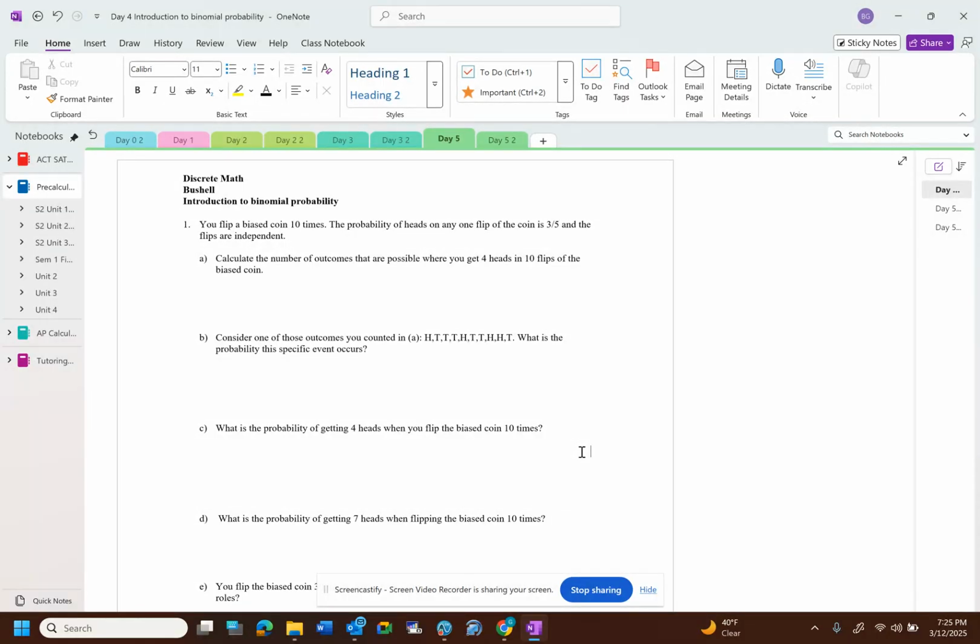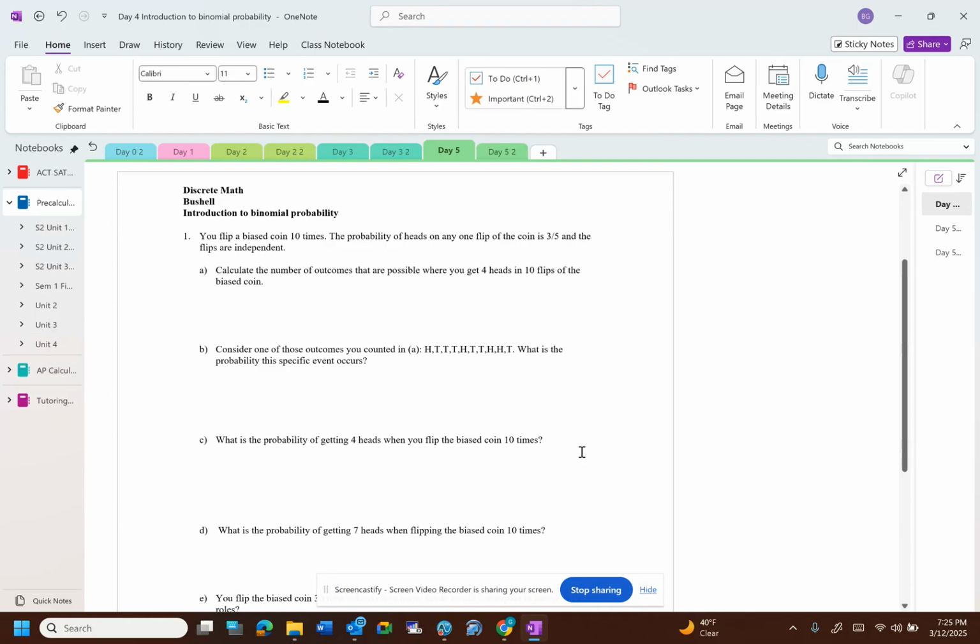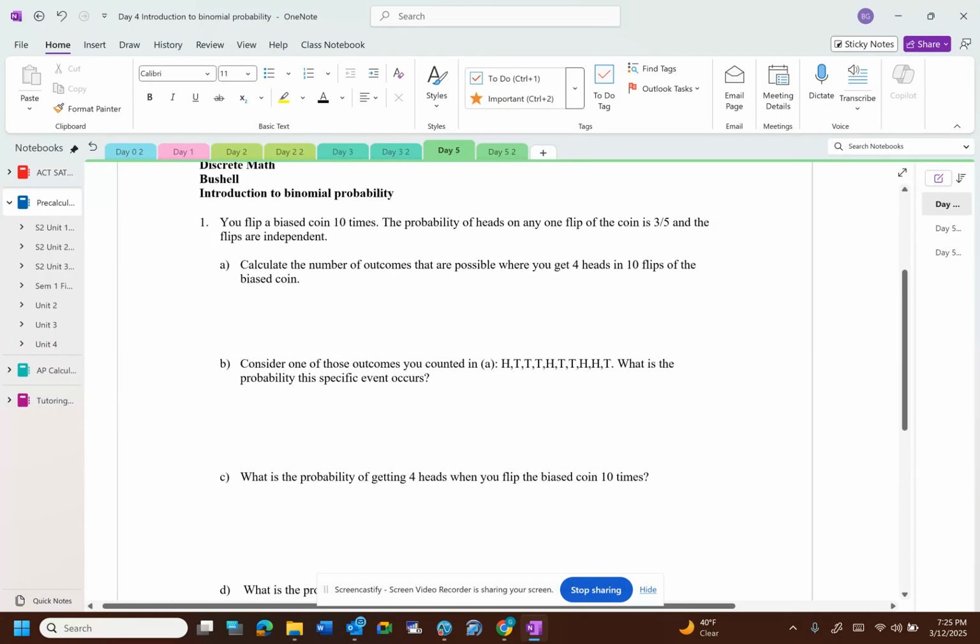So the problem you started with yesterday is you flip a biased coin 10 times. The probability of heads on any one flip of the coin is 3/5. So obviously the probability of tails would be 2/5. All right. And the flips are independent. So one flip does not affect another flip. Calculate the number of outcomes that are possible where you get 4 heads in 10 flips of a coin.